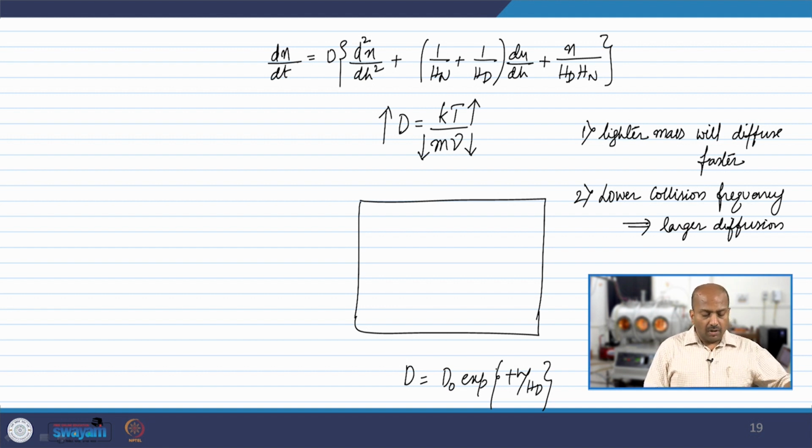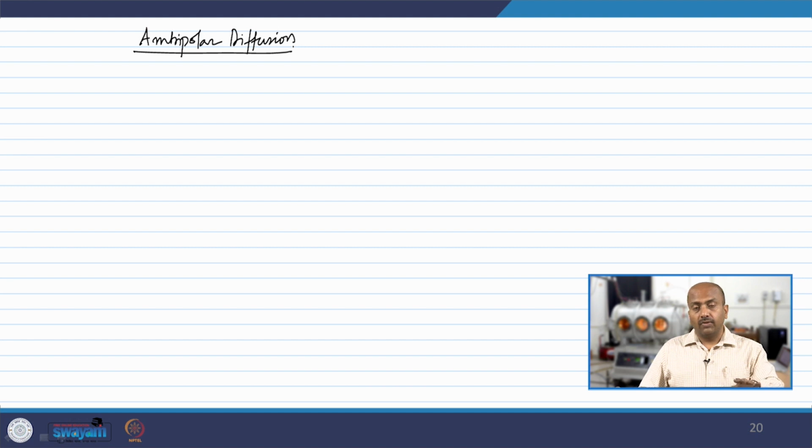Now, when you talk about diffusion, it is very important to understand a specific phenomenon in plasma physics which is called ambipolar diffusion. What is ambipolar diffusion? We will try to understand the importance of ambipolar diffusion, or present a simple thought to understand where ambipolar diffusion exists.